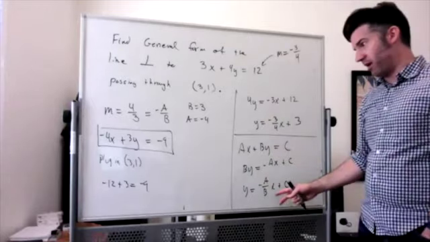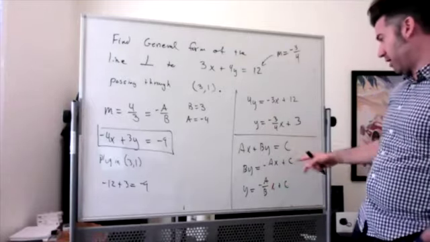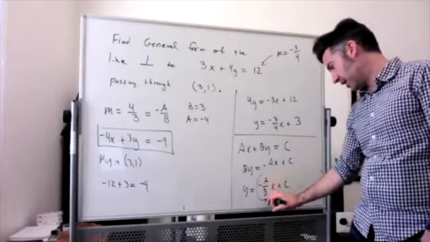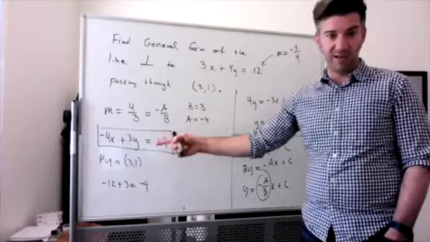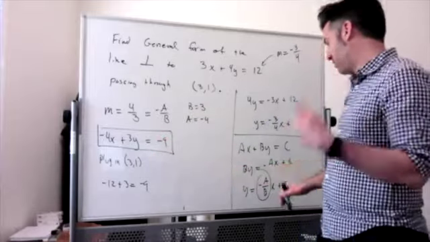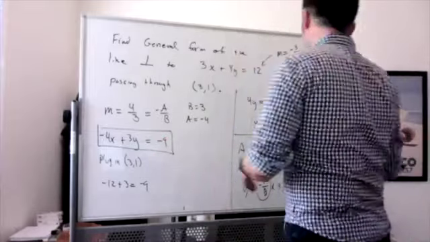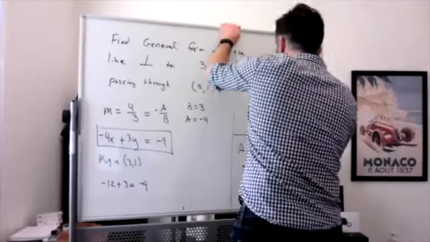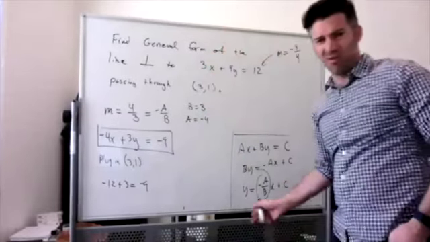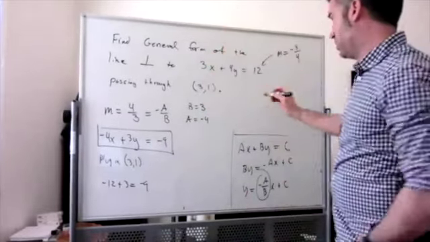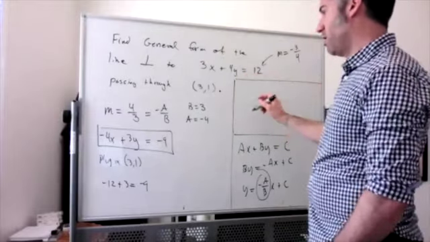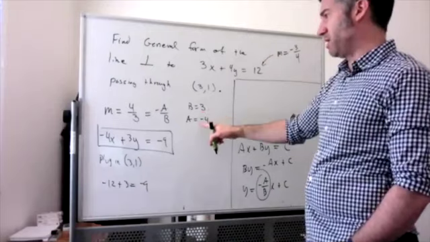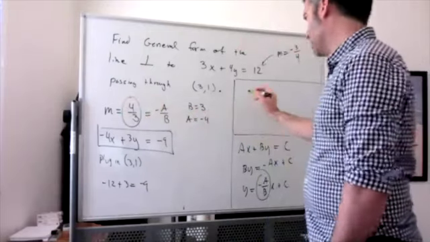Even though I know that my slope is negative a over b, and you can figure out what a and b are, a is the coefficient of x, b is the coefficient of y, I don't think I would do it this way. I think I would instead do it the more normal way, which is I would probably say, okay, my slope is 4/3, great.